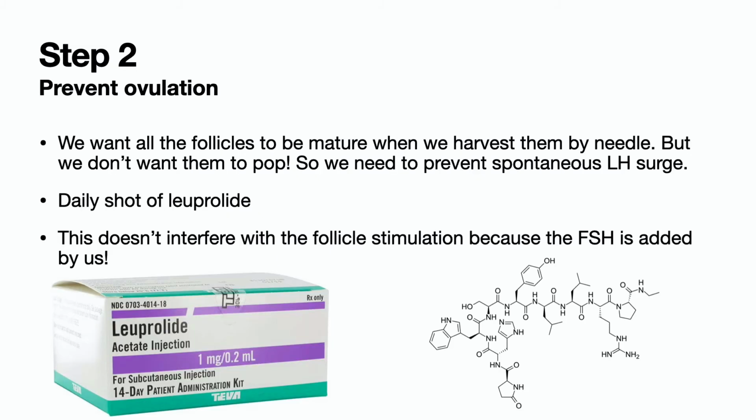Now don't worry, this doesn't interfere with the follicle stimulation because remember, the FSH is added by us. And in case you were curious, GnRH or leuprolide is a small peptide hormone and also has to be injected. We're going to inject this actually during the same 10 or 14 days when we're also giving the FSH. So this leuprolide to shut down the endogenous hormones and the FSH to cause ovarian hyperstimulation, that comprises our 2-week modified follicular phase of the menstrual cycle, where instead of having one follicle become mature, we're making a dozen of them mature.